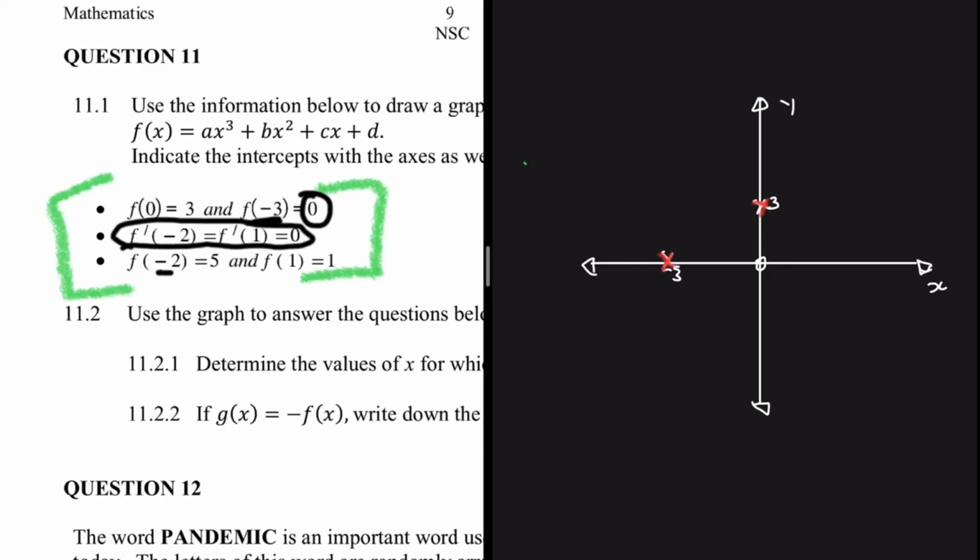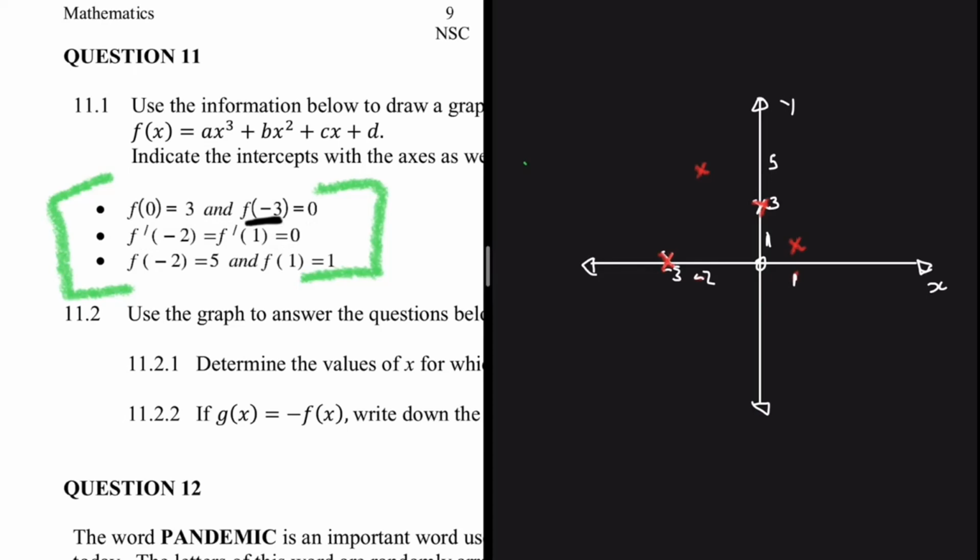When x is minus 2, y is 5. So here when we have minus 2, y is 5. So we have a point somewhere here, right? And then when x is 1, y is 1. So here let's have 1 for x and 1 for y. So we need another point here, right? And then now we can focus on f prime x. f prime x is the gradients, right? Every time when the gradients are equal to 0, then we know that that is the turning point.